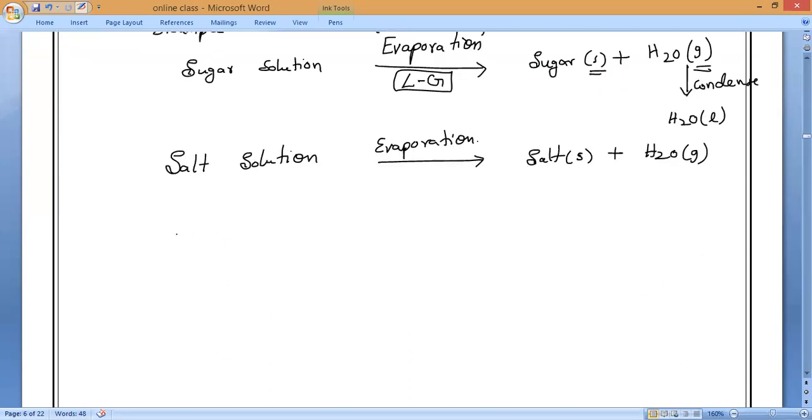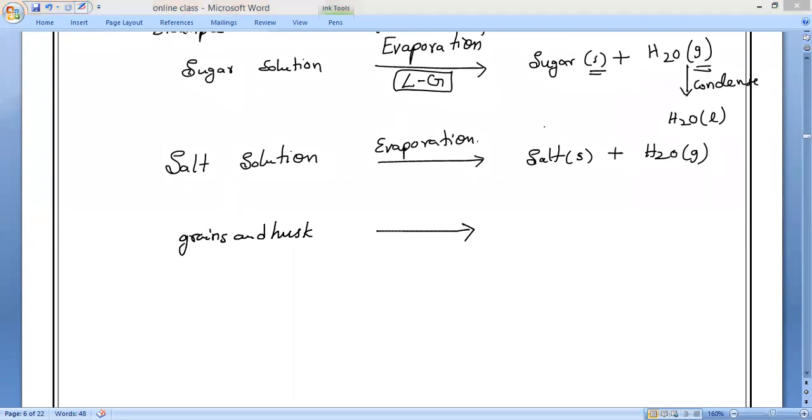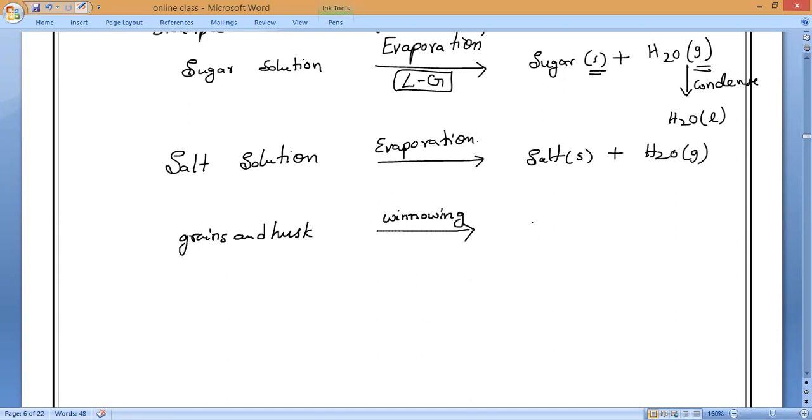Okay. Now, separating grains from husk. You can see that. What process are we using, guys? Grains and husk is a mixture. So is it a physical or chemical process? We'll use some separation process. What is that? Grains and husk by winnowing. Do you remember? Winnowing. Yes, sir. We can separate grains separately, and we can separate husk separately.